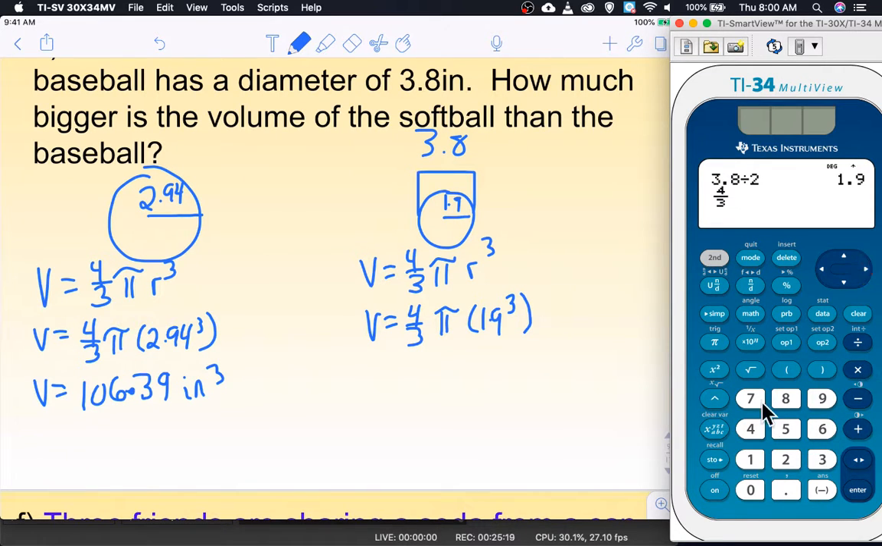4/3 times pi times 1.9 to the 3rd power. Okay, it all looks good. Giving us a volume of 28.72, rounded to the nearest hundredths. 6 makes the 1 round up.